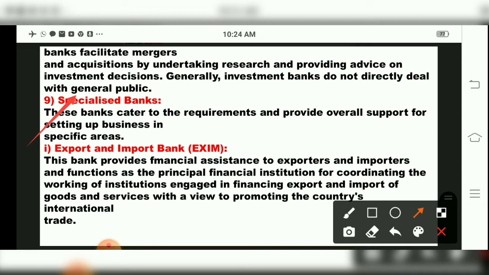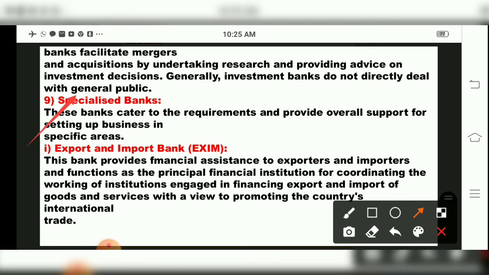Now we'll come to the next point in specialized banks, that is the export and import bank, children. EXIM. We have studied the EXIM policy, meaning export and import. Now what do these banks do? They provide financial assistance to exporters and importers and function as the principal financial institution for coordinating the working of institutions engaged in financing export and import of goods and services with a view to promote the country's international trade.